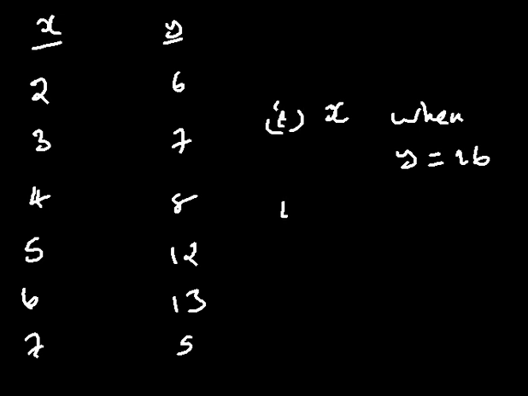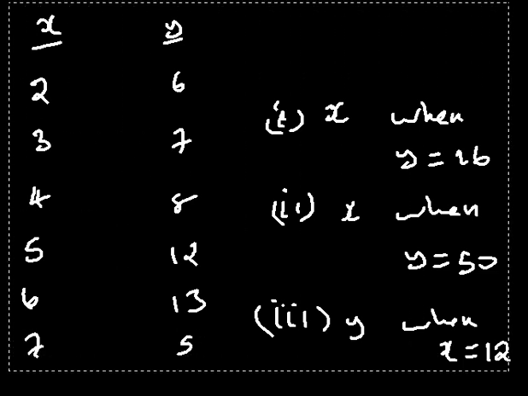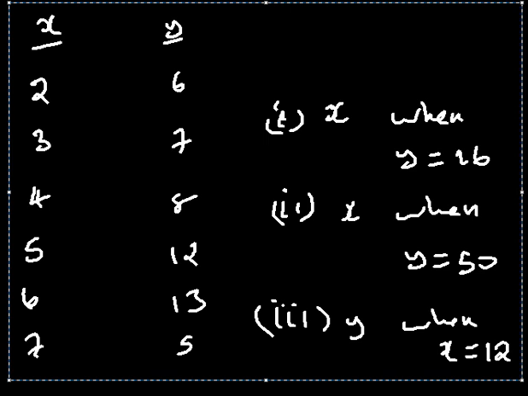We should also come up with x when y is given as 50, and also come up with y when x is, let's say, somewhere about 12. So try to have that in your own time, and also try to come up with the equation of the regression line.